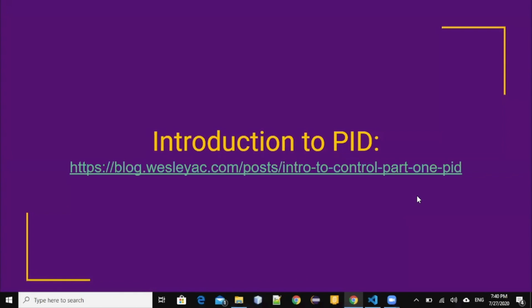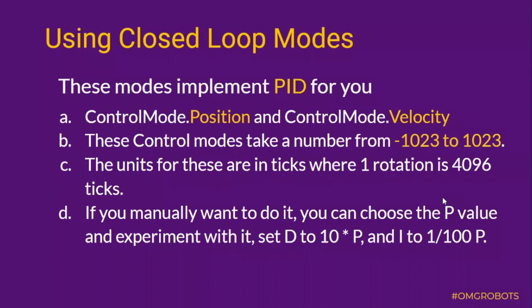Are you interested in knowing how a self-driving car keeps the car on the road and drives it to its destination? So basically, an important concept in control theory is PID, which stands for Proportional Integral Derivative control. Do not worry, even though you need a bit of calculus to understand it, because you can visit this website, which would provide a great introduction to it. In addition, the modes which implement PID are control mode of position and velocity, which take a number from -1023 to +1023. However, if you want to do it manually, you select a p-value and then experiment with it.